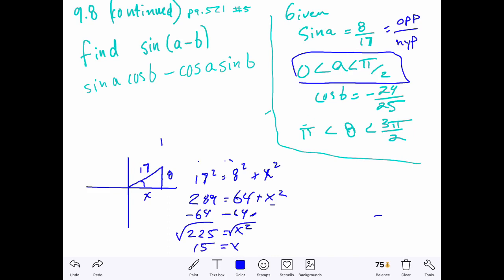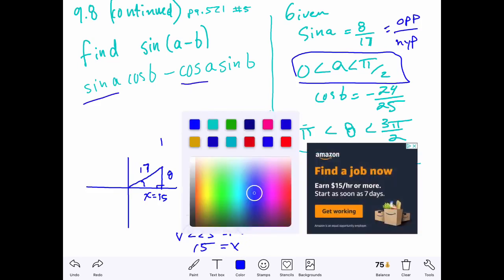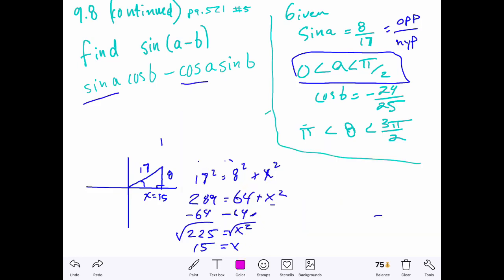Okay, so I know now my third side is 15, and I've got all my sides in my right triangle here. And so 15 and 8 are the legs, and 17 is the hypotenuse. So once I go about using this formula here, I can construct sine of A and cosine of A pretty easily. Well, let's do the same here for cosine of B.